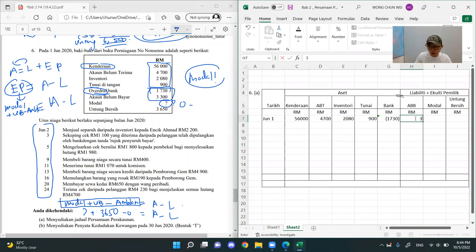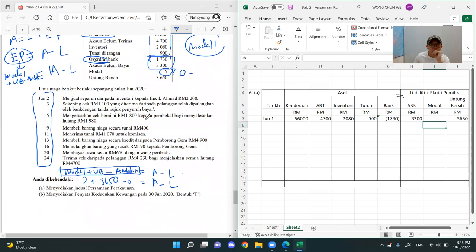Then 3,300, your account belum bayar, 3,300. And this one you don't know. This one untung bersih is 3,650. Okay. Let me think. Bank, 1,730. I put it here? Okay, for this question, we remain here, so that you won't be confused. Okay, so let's continue for this modal.